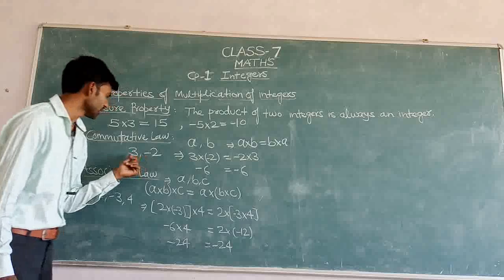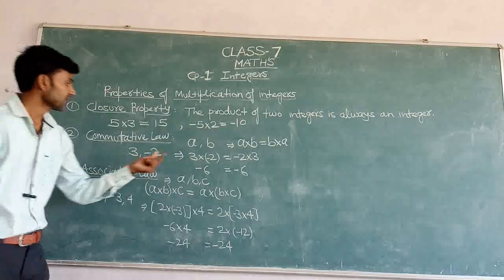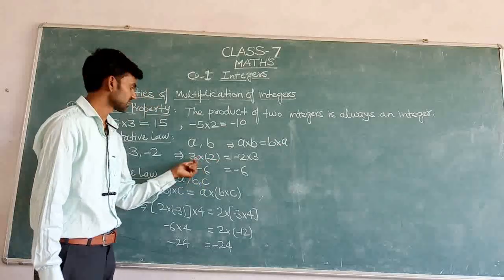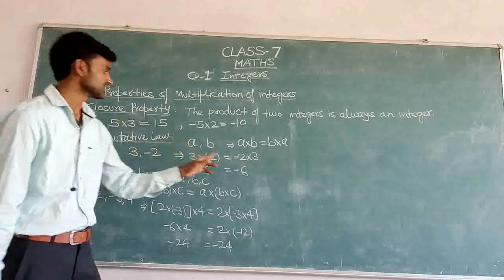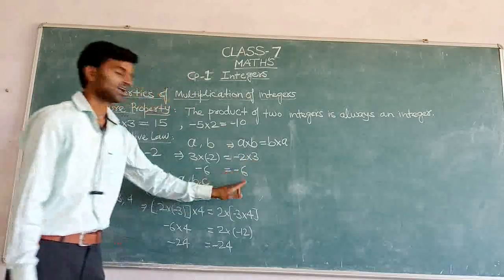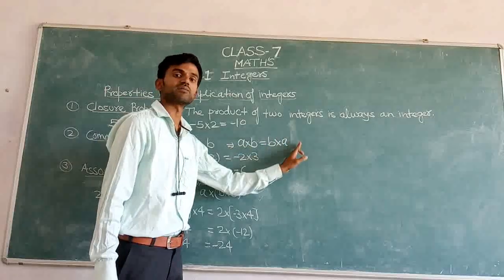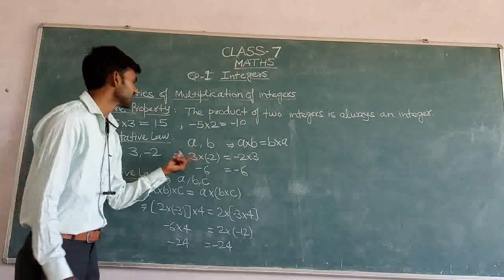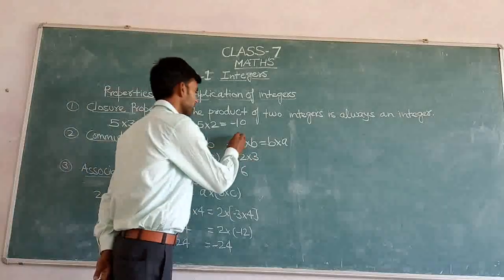Look at an example: 3 and minus 2 are two integers. When we multiply 3 by minus 2, we get minus 6. When we multiply minus 2 by 3, we also get minus 6. In both conditions, when a is multiplied by b or b is multiplied by a, the results are the same, and this is called the commutative law for multiplication of integers.